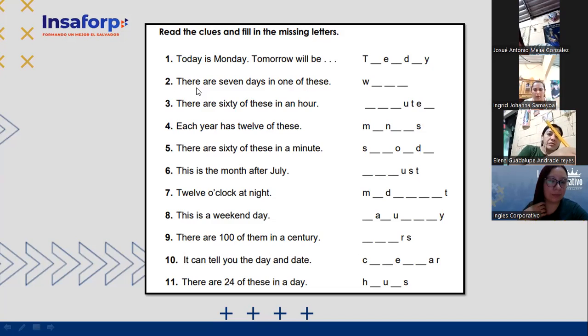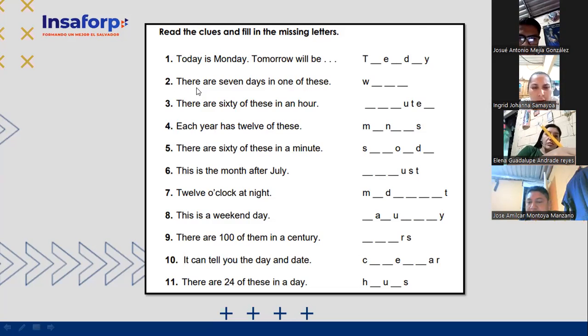Each year has 12 of these. Cada año tiene 12 de estos. M-O-N-T-H-S. Months. Yes, months. Each year has 12 of these. 12 months, correct. Number five.